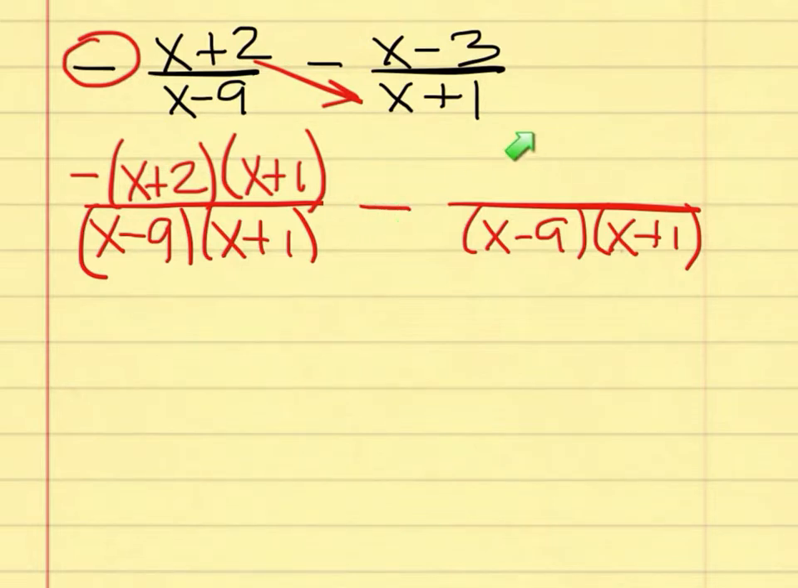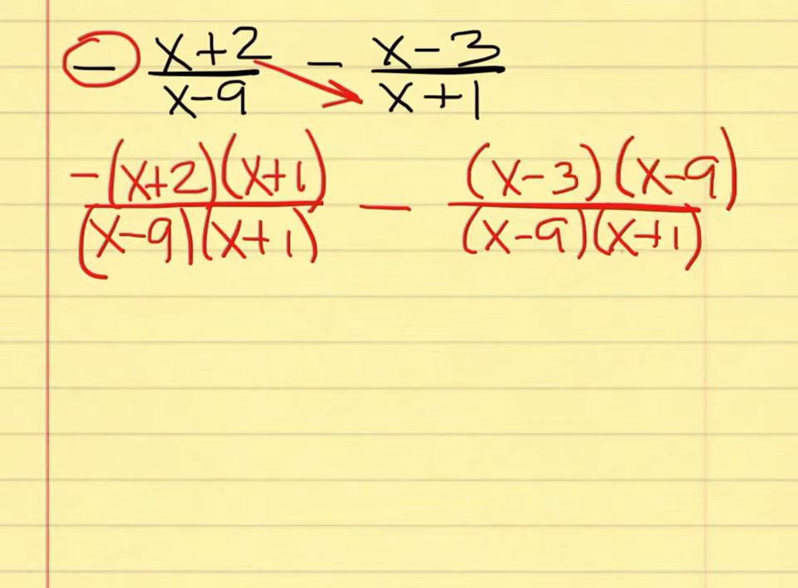How do I find this numerator on the right? That goes to Holiday. Cross multiply, right. So I'm going to end up with x minus 3, x minus 9, from there to there. What is the next thing I should do?